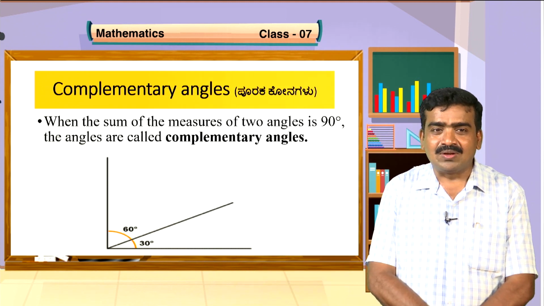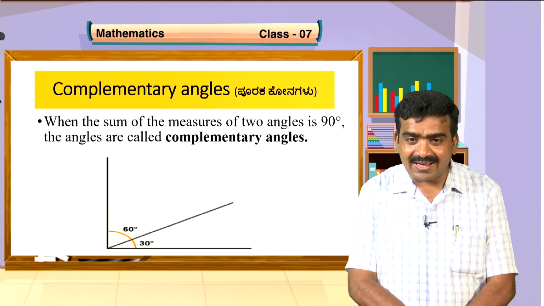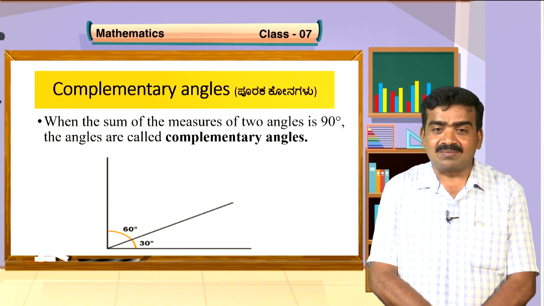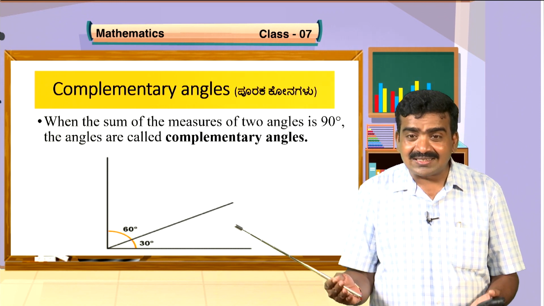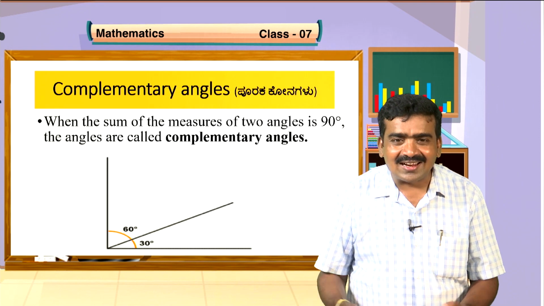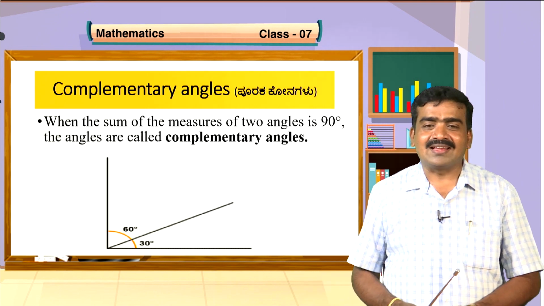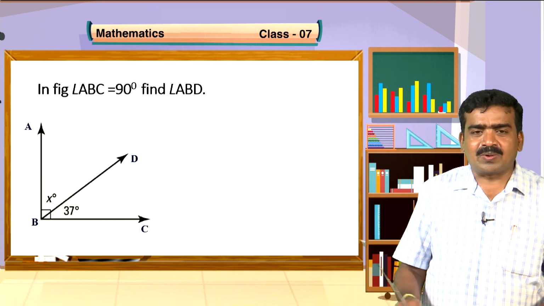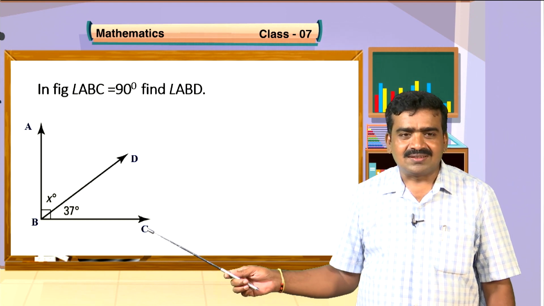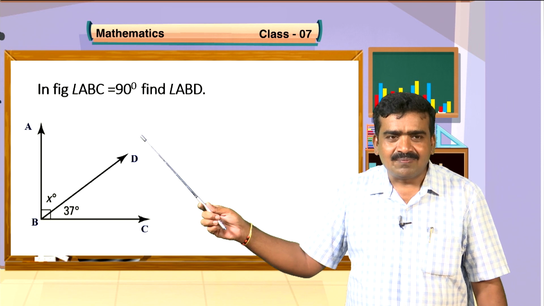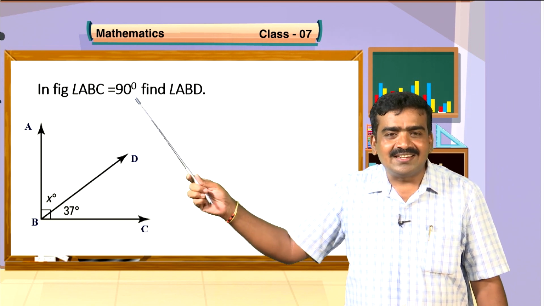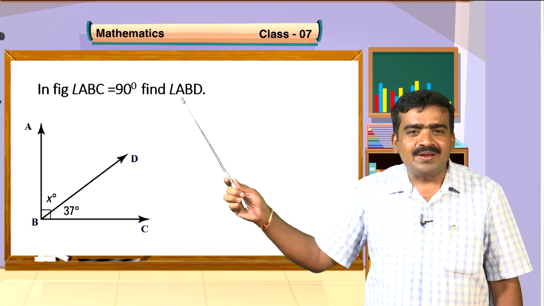Can you tell me what is the meaning of complementary angles? Yes, you are right, my dear students. If the sum of the measure of two angles gives us 90 degree, then those two angles are called complementary angles. Let us solve a problem on complementary angles. Look at the picture and look at the question given. In the figure, angle ABC is 90 degree, find angle ABD.